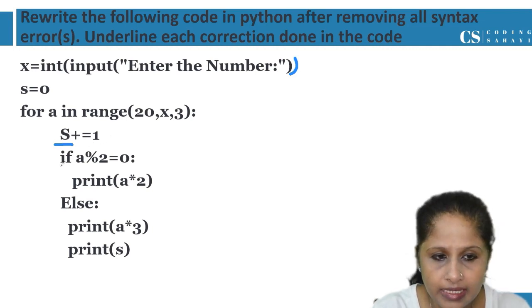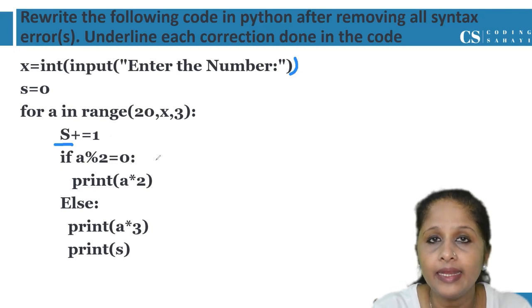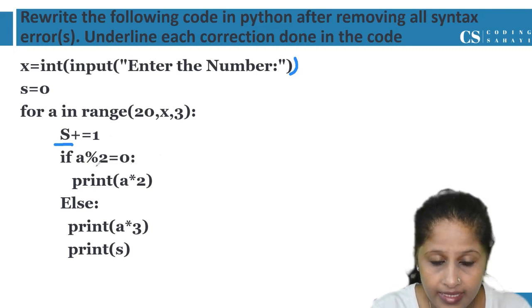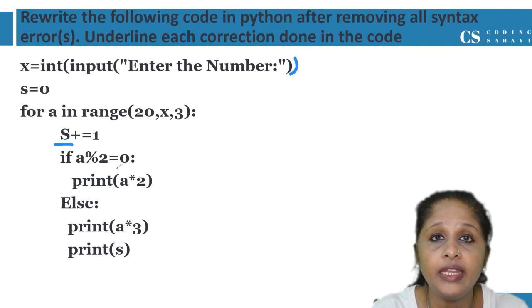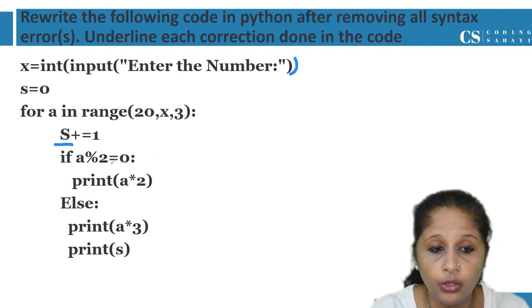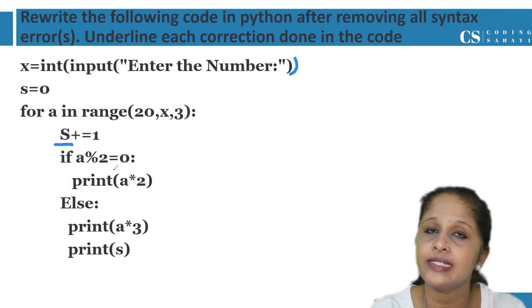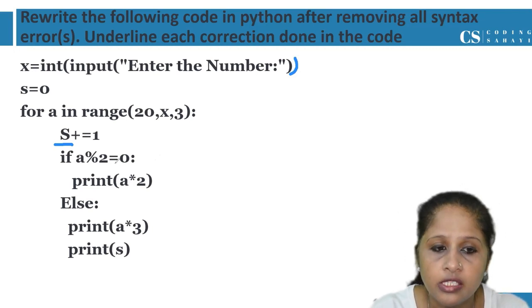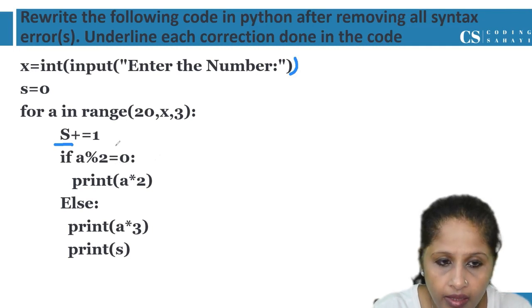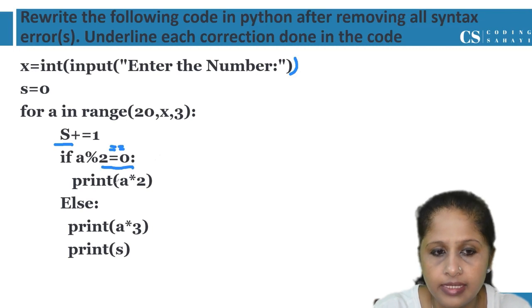Then coming to the next line, if a modulo 2 equal to 0 colon, is there any error in this line? Yes, that is if a modulo 2, after that we have only one equal to. Actually we are not using the equal to operator with our if condition. Normally we use the relational operators and the combination of relational operators and the logical operators. So what should come here? Here we must give double equal to. So that is the error in this line.